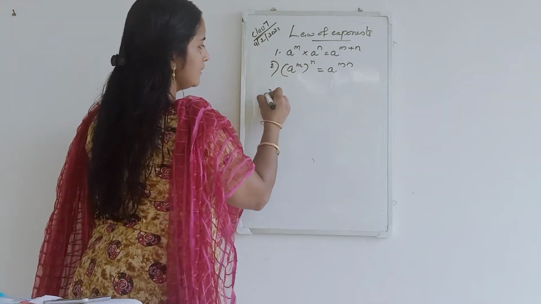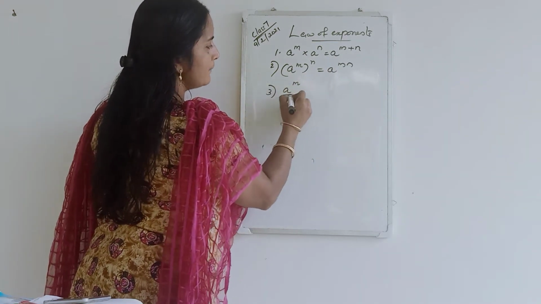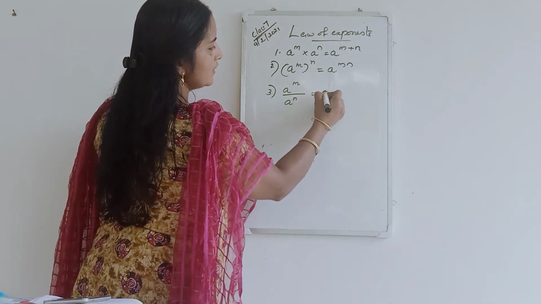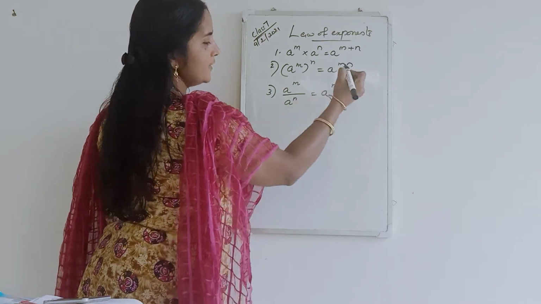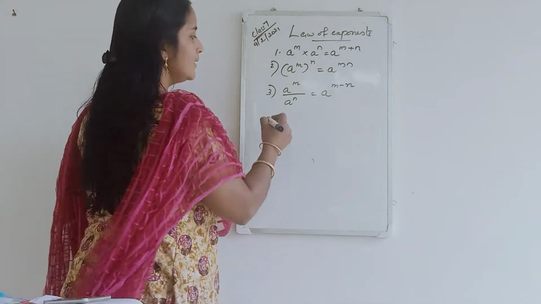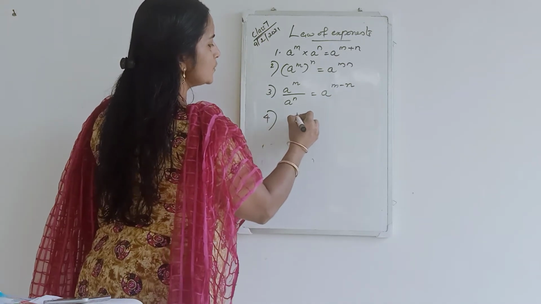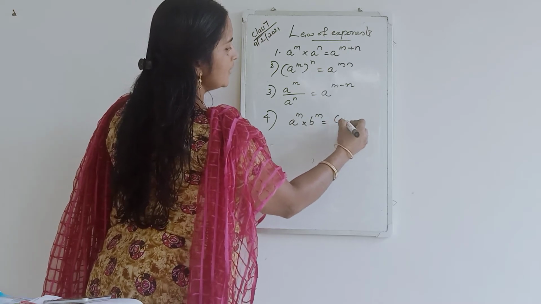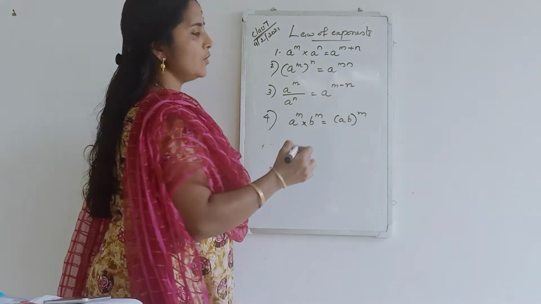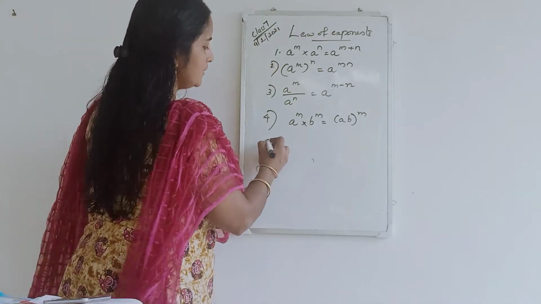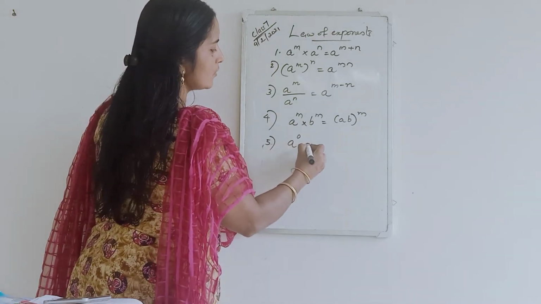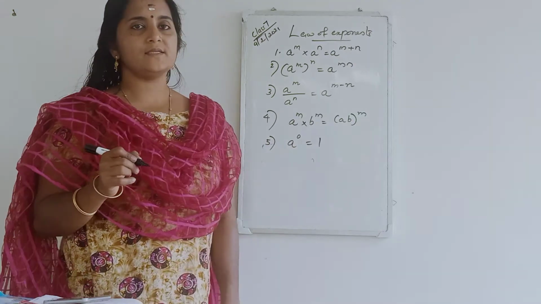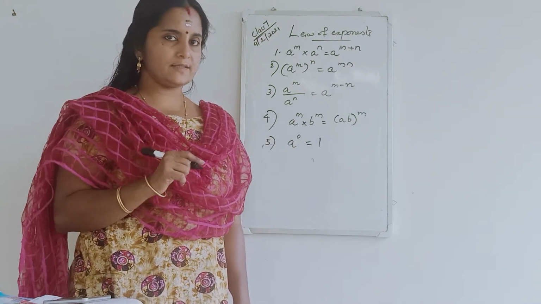Then a raised to m by a raised to n equal to a raised to m minus n. Then a raised to m into b raised to m equal to ab the whole raised to m. Then a raised to 0 equal to 1. That is, any number raised to 0, the answer is 1.